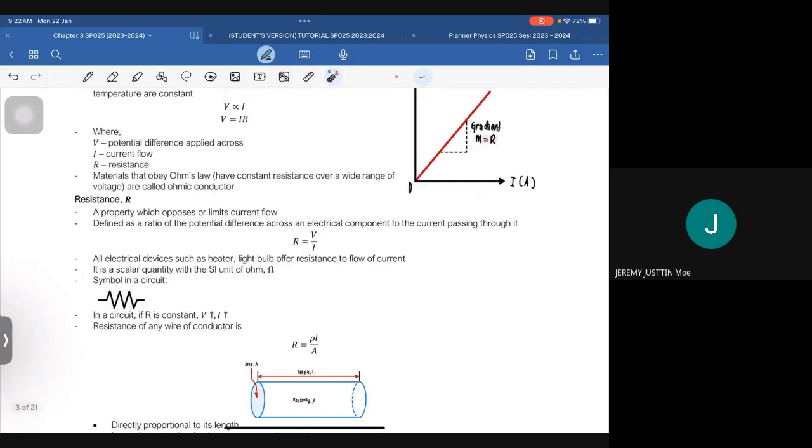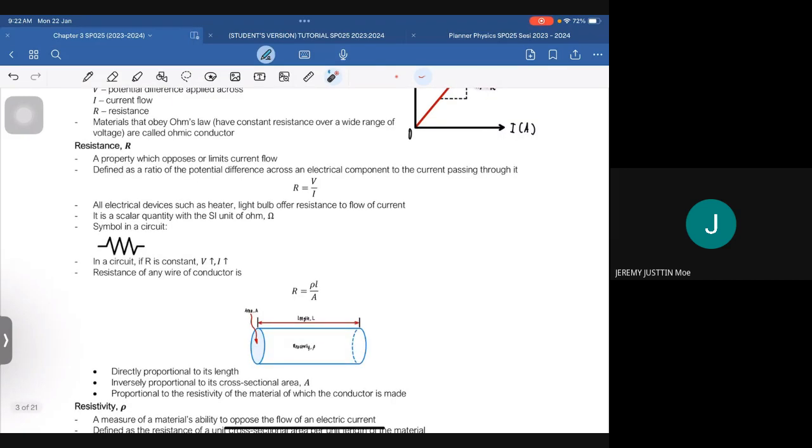Alright, so next. Resistance, symbol dia macam ni lah. Capacitor macam ni. So make sure kamu tidak confused lah. Mana tahu kamu tiba-tiba lupa symbol dia macam mana. Okay, lepas tu the resistance can also be determined using this formula here ni lah.